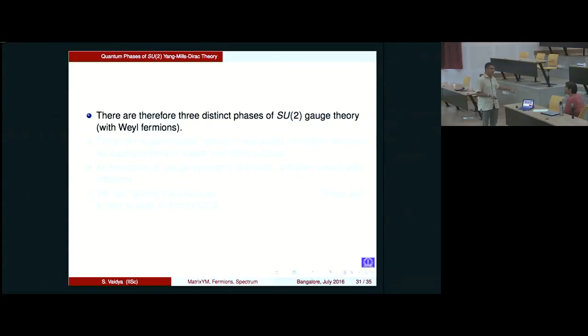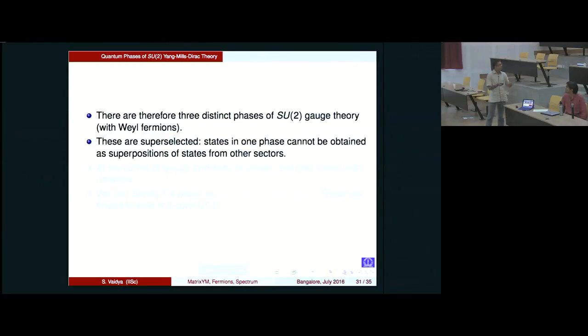you have to have wave functions that vanish as you approach those corners. So if you are in the bulk, then you will demand that the wave functions from the bulk vanish as you approach one of the corners. But you can directly compute the quantum theory on the edge or at the corner. And that means that the Hilbert space has broken up into superselection sectors, and the states in one phase cannot be obtained as wave functions from another phase.